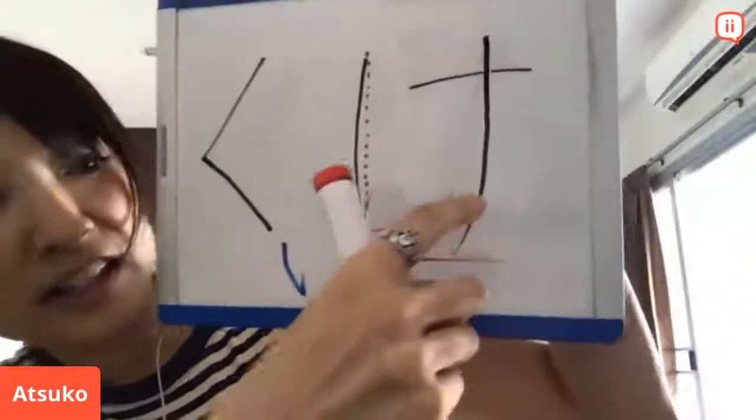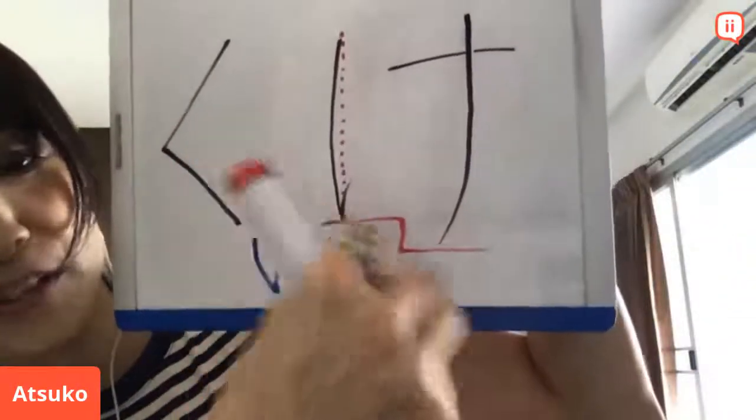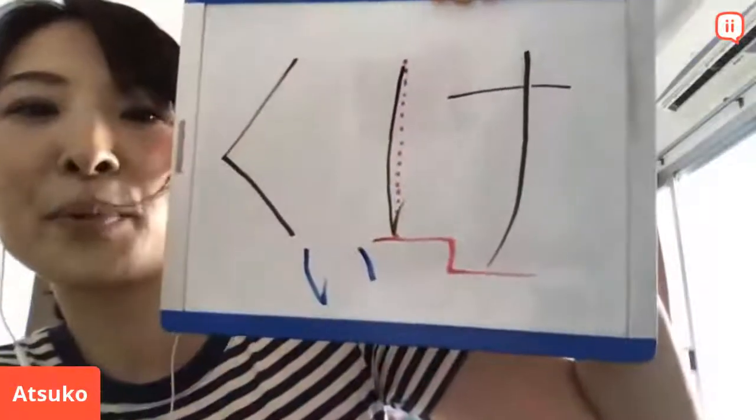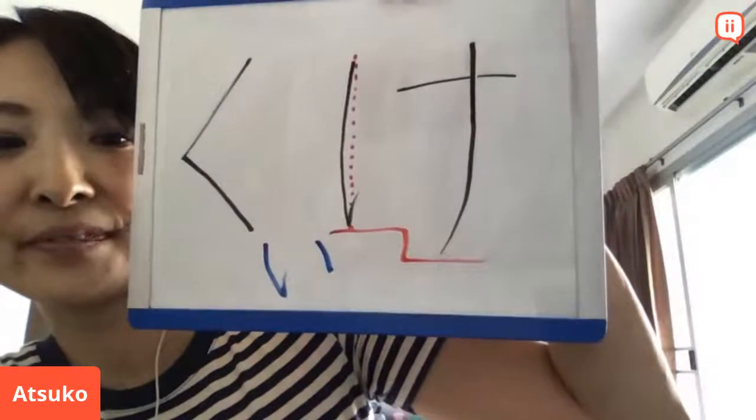And I have another advice. Third stroke is lower than first stroke. It makes K more beautiful. Okay.